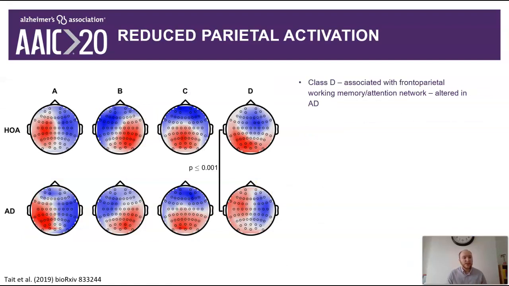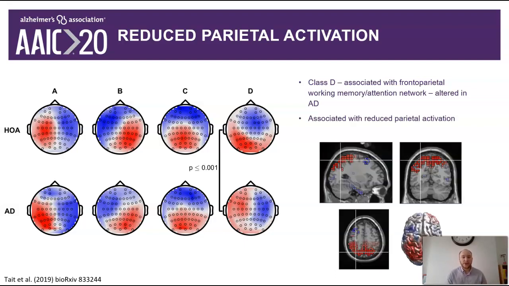And so we studied the microstates in our data. We find that in healthy older adults, the maps were preserved. We found the 4 classical microstate maps. In Alzheimer's disease, however, microstate map D was altered. So class D is associated with the frontoparietal working memory and attention network. So to understand why this map changed in Alzheimer's disease, we used source reconstruction, and we found that it was associated with reduced activation of the parietal lobes.